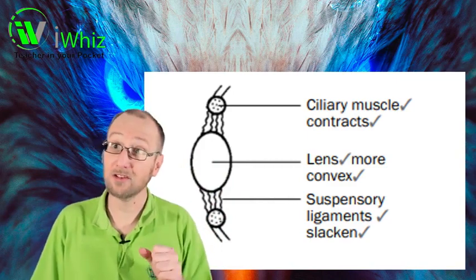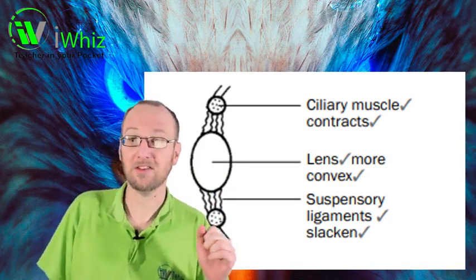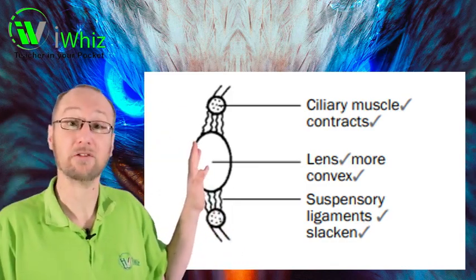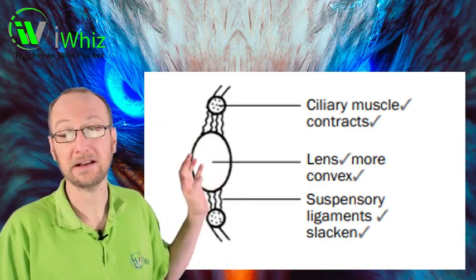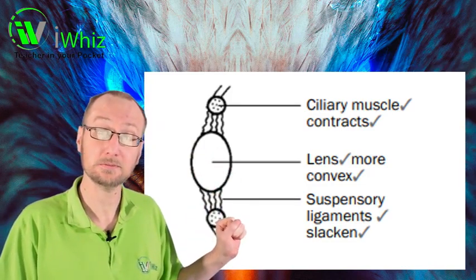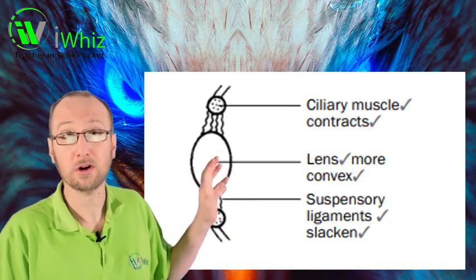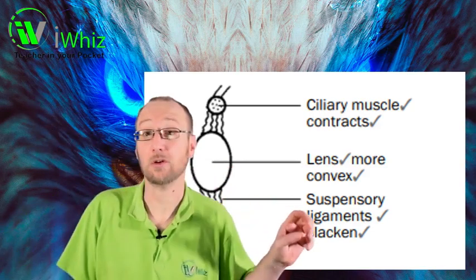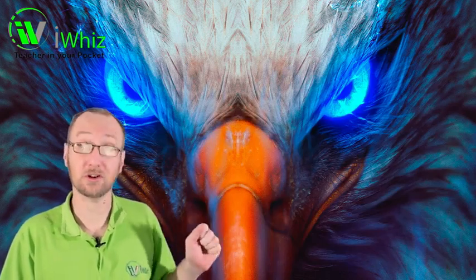Now, important things to make sure you draw correctly, and you can even mention in your labels, is that the ciliary muscles have contracted, that the suspensory ligaments have slackened, and the lens is more convex. So make sure you include those things when you draw this picture.